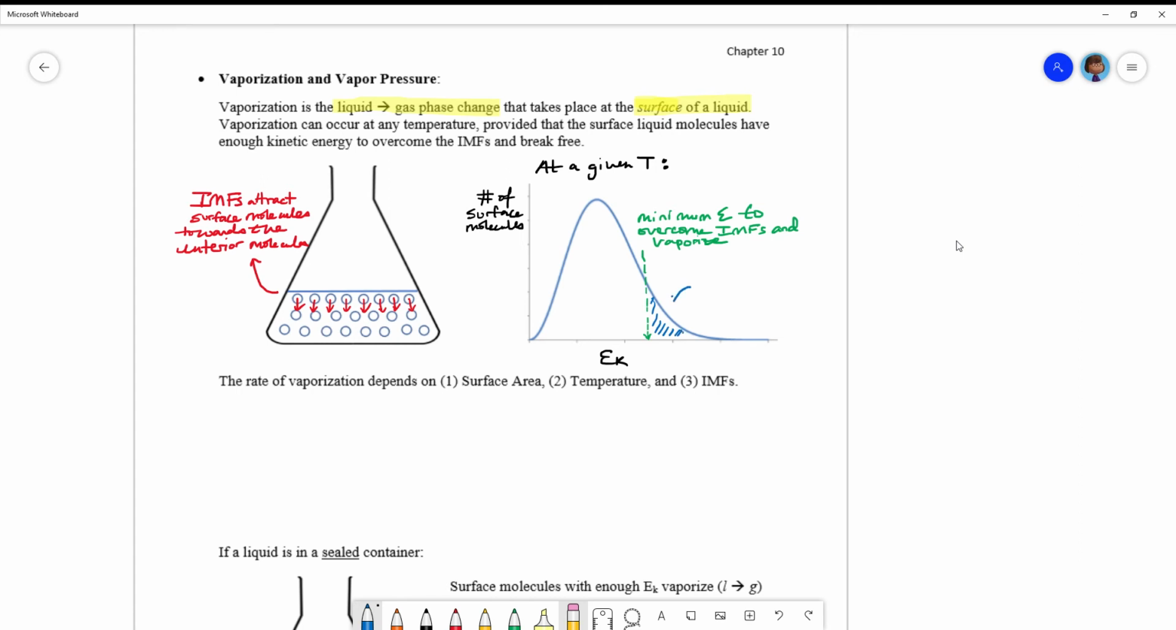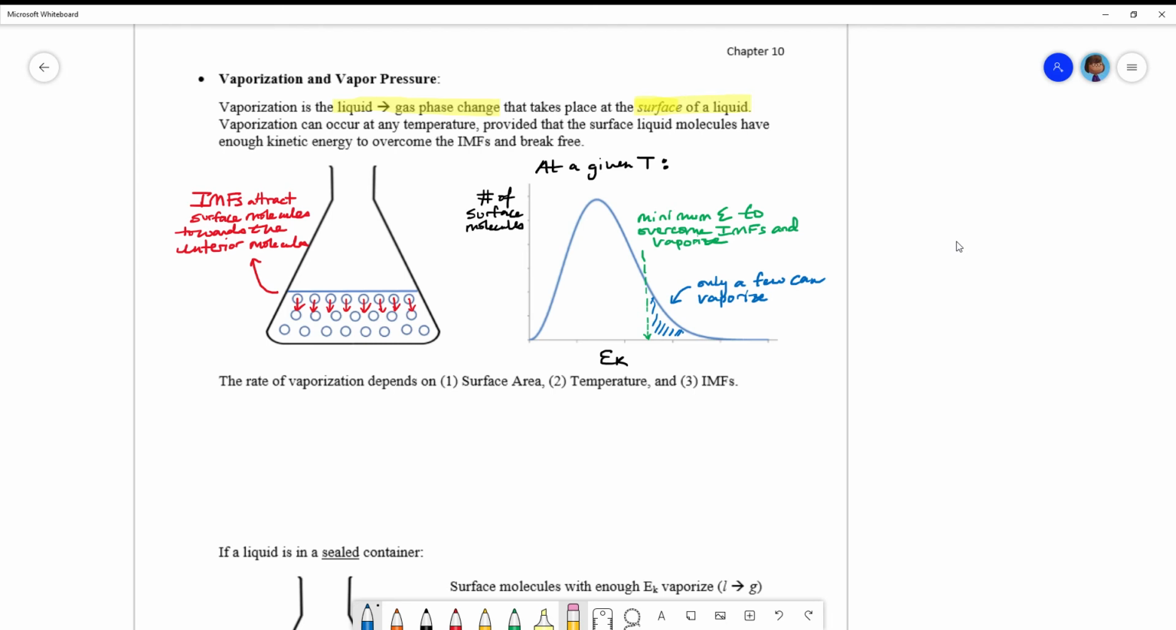So only a few can vaporize. And that's because they have enough energy. They have above the minimum energy. Their kinetic energy is high enough.